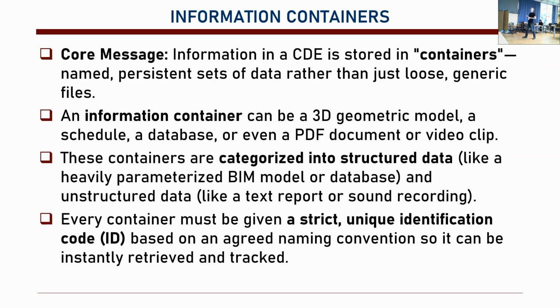These containers are named persistent sets of data. Basically, an information container can be a 3D model. It can be a data schedule, like a list of elements. A schedule. It can be a database of spaces. Or it can even be a PDF document or even a video clip. So information container in that regard is a very wide definition of information. But the thing is that these containers are categorized into structured data.